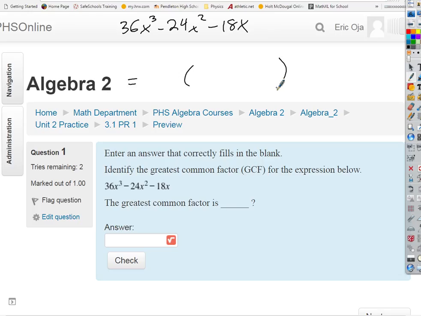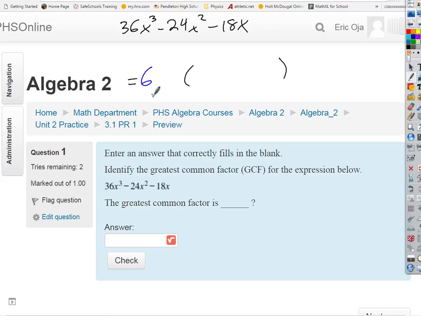So what is the number part? What's the biggest number that divides into 36, 24, and 18? 9, well, 3. 3 does go into all of them. 6. 6 is the biggest one though, isn't it? I skipped it. So 3 and 9, we can pull out a 6. Let's just deal with the number part first.